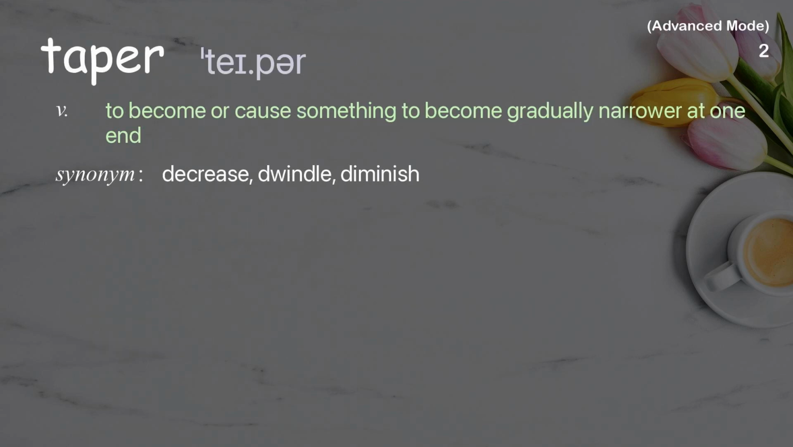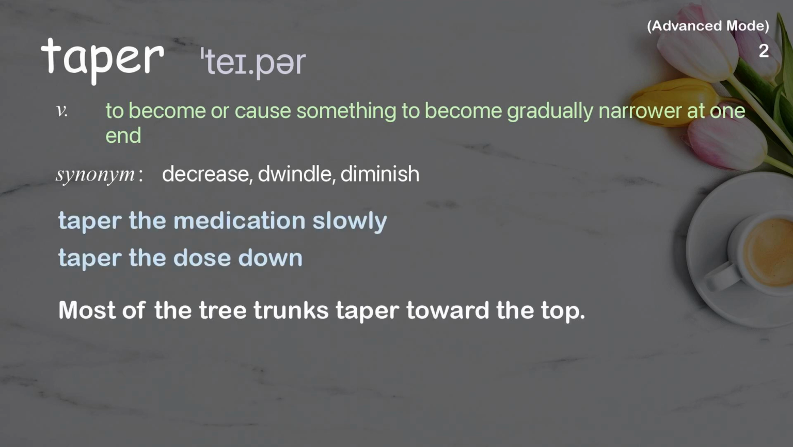Taper. To become or cause something to become gradually narrower at one end. Examples: Taper the medication slowly. Taper the dose down. Most of the tree trunks taper toward the top.